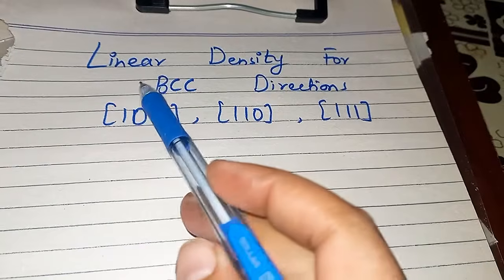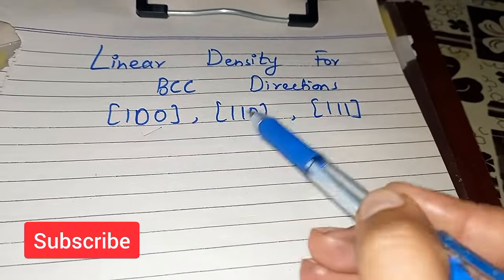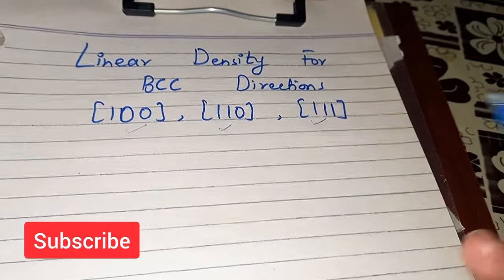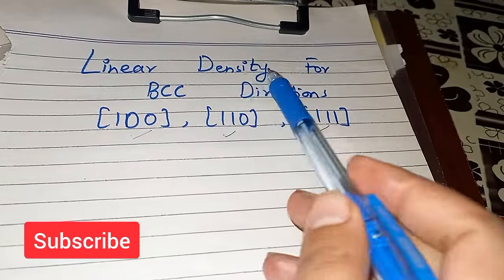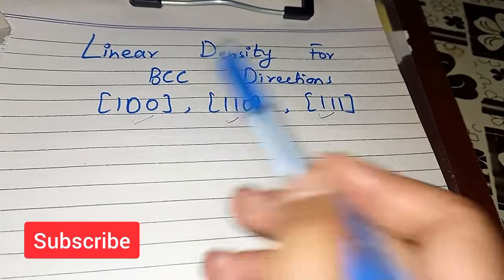We are going to find out the linear density for BCC directions, and these are the three directions that we are going to consider. We'll find out the linear density for these directions by considering a body-centered cubic crystal system.